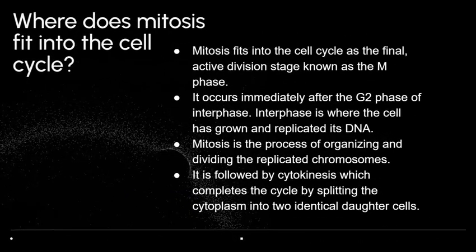Where does mitosis fit into the cell cycle? Mitosis fits into the cell cycle as the final active division stage known as the M phase. It occurs immediately after the G2 phase of interphase. Interphase is where the cell has grown and replicated its DNA. Mitosis is the process of organizing and dividing the replicated chromosomes. It is followed by cytokinesis, which completes the cycle by splitting the cytoplasm into two identical daughter cells.